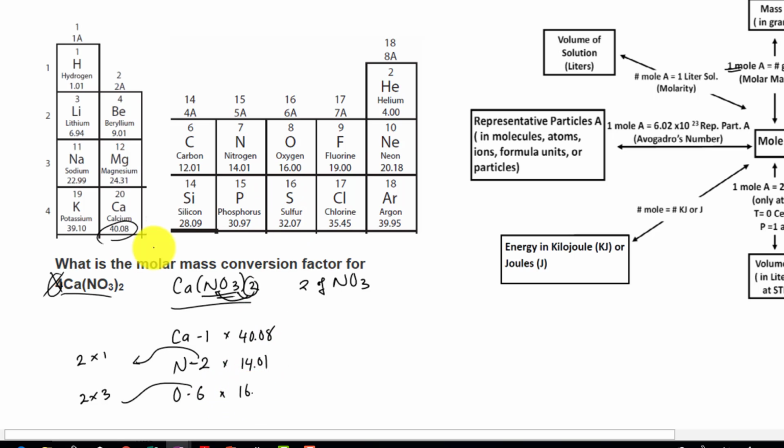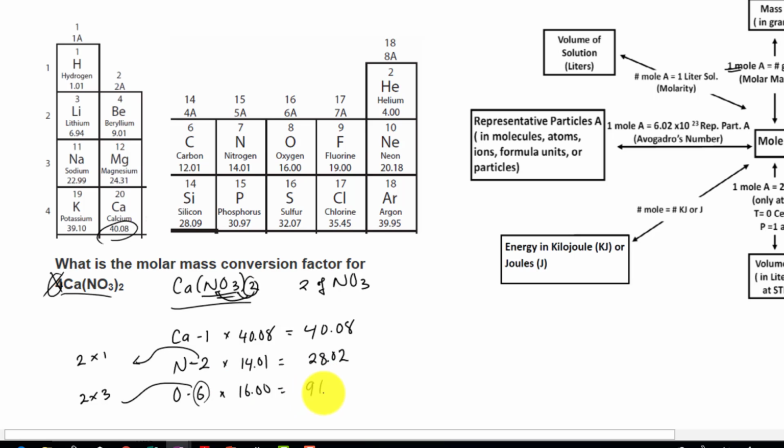It is 16.00. And of course, we're going to plug this into the calculator to find the total mass of each element in this particular compound. For calcium, it's 1 times 40.08, so the answer is 40.08. But for nitrogen, 2 times 14.01, that is 28.02. But for oxygen, we have 6 of them. So 6 times 16.